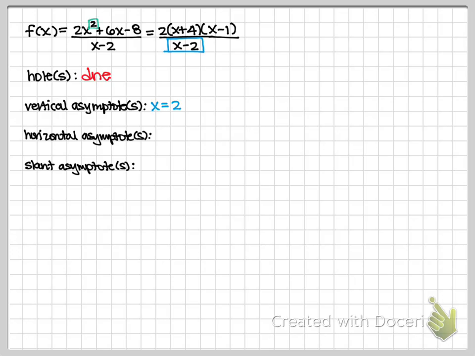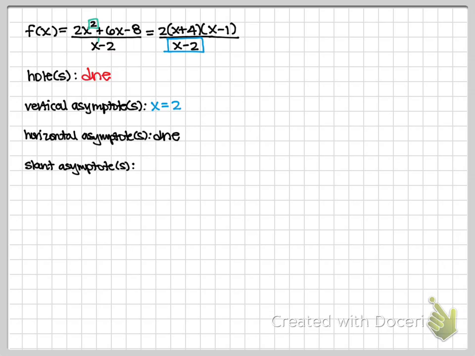Okay, the degree of the top is 2. The degree of the bottom is 1. Because the degree of the top is bigger than the degree of the bottom, I know for sure that there is no horizontal asymptote. But the degree of the top is exactly 1 more than the degree of the bottom, which means there is a chance of a slant. So I'm going to go ahead and divide.